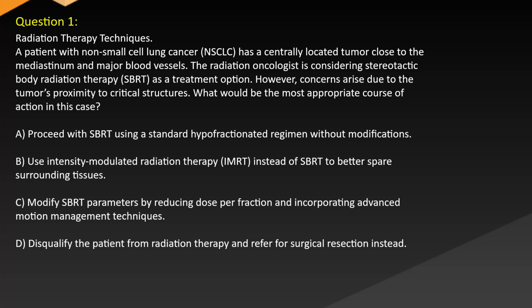A. Proceed with SBRT using standard hypofractionated regimen without modifications. B. Use intensity modulated radiation therapy (IMRT) instead of SBRT to better spare surrounding tissues. C. Modify SBRT parameters by reducing dose per fraction and incorporating advanced motion management techniques. D. Disqualify the patient from radiation therapy and refer for surgical resection instead.